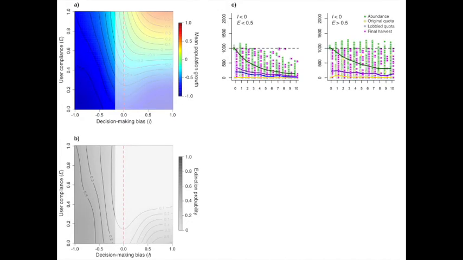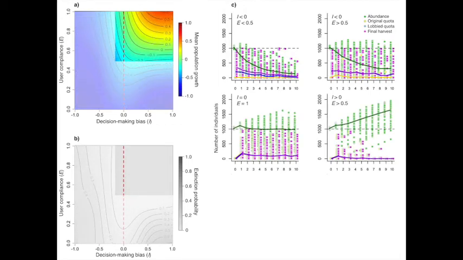A first prediction we can make from these results is that when the manager is strongly influenced by user lobbying, the resource population growth rate is negative and extinction probability high, regardless of compliance levels. Manager decisions already fulfill user expectations, so there is no need to harvest illegally.